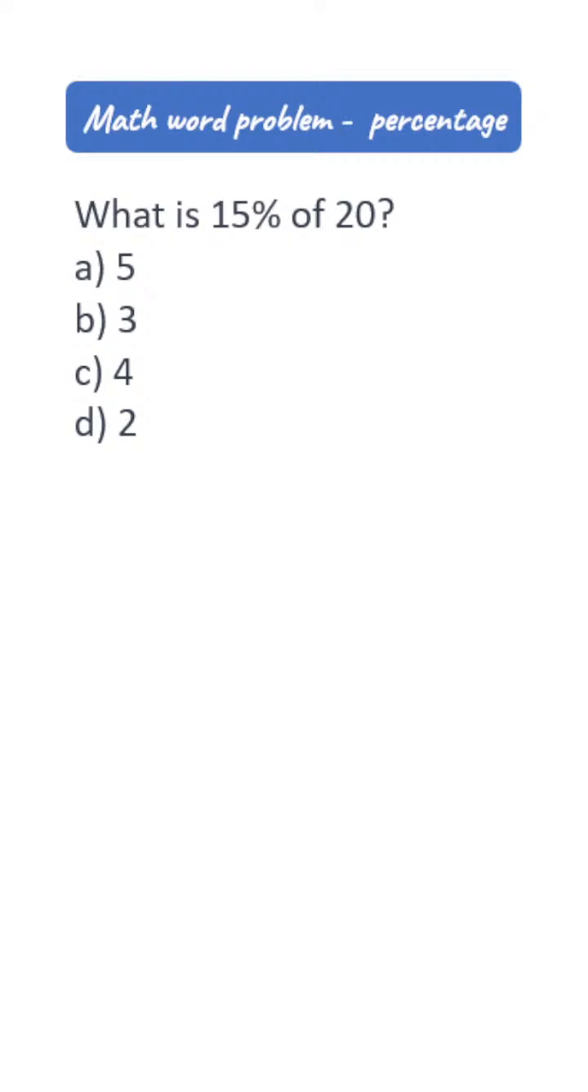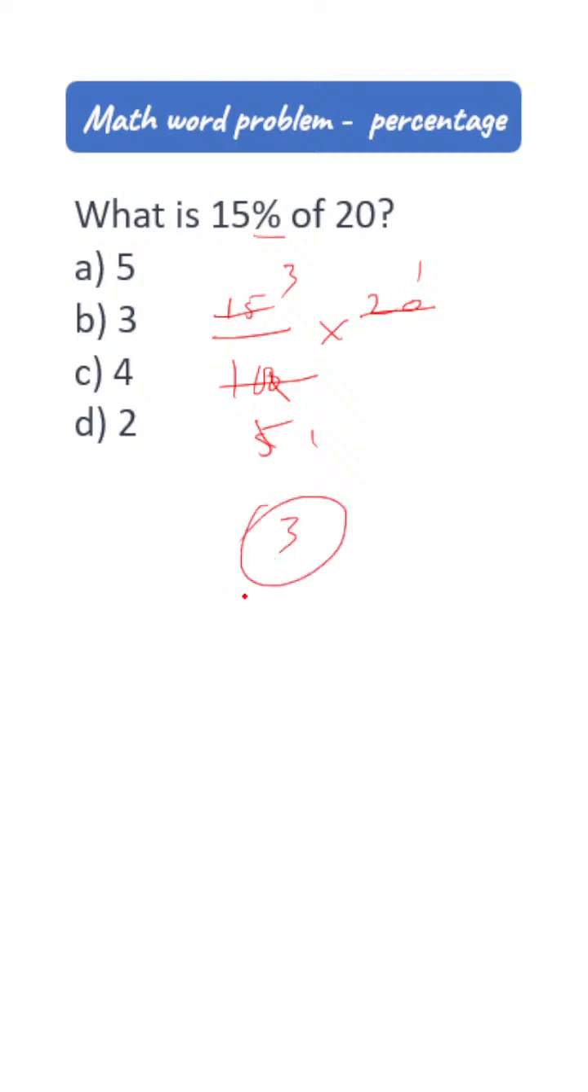So what is the 15% of 20? So when you have this, you say 15% over 100 times 20. 15% of 20. So 0 here will cancel out, or let's say 20 here 5, 20 here 1. Then here we say 5 here 1, 5 here 3. So we have 3. So 15% of 20 is 3.